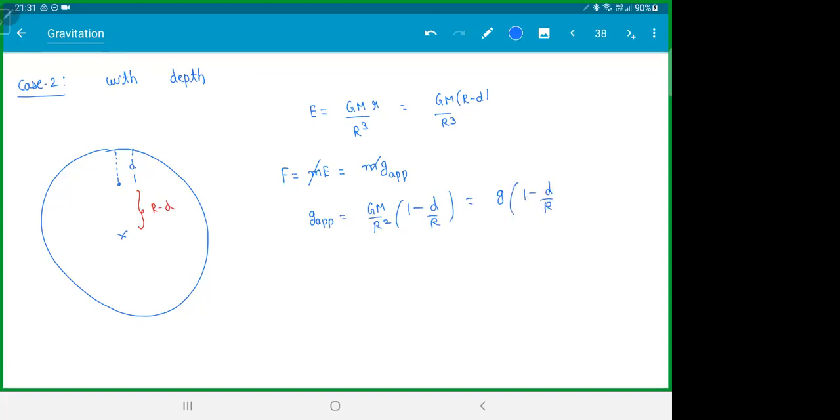It's a linear function. Unlike with height, you don't have all those stunts. You can directly say it is 1 minus d by R. So whenever you're going into the earth, the gravity decreases and becomes zero at the center. This is the apparent gravity with depth. So every problem that we did with the height, you can do the same thing here also. Here I will say the body is taken into the earth and the gravity became half, find the depth, and so on. Have a look at this.